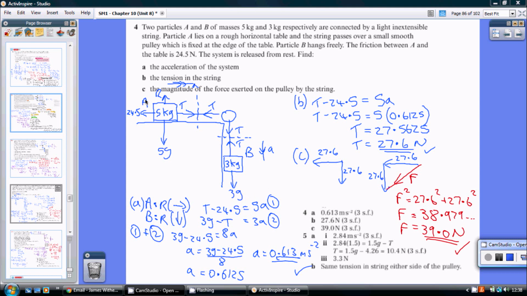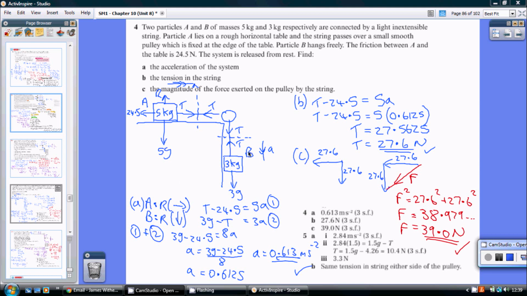So let's look at A first of all, and we're resolving in the direction of motion, which is left to right. What is our net force? Well, the two forces involved horizontally are the tension and the 24.5 friction. Obviously the tension wins because we're moving left to right, so T minus 24.5 is our net force, and that equals our mass of 5 times our unknown acceleration.